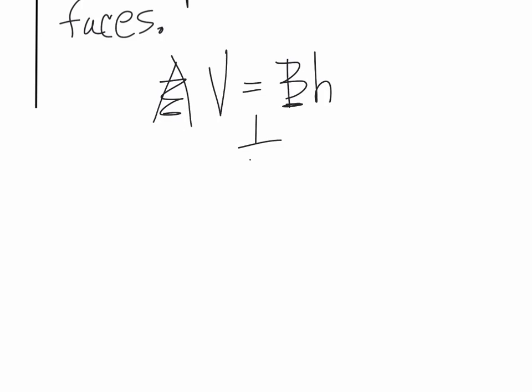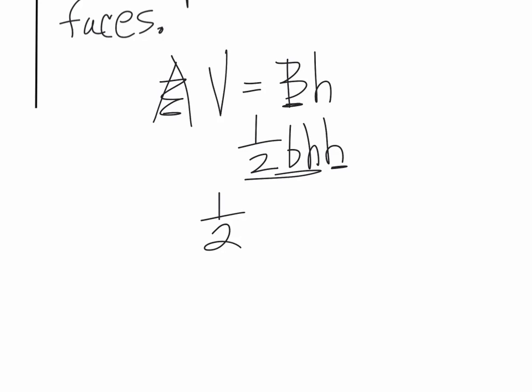So when we write the formula, V equal big BH. The base being the triangle, you have to use the formula for the area of the triangle, which is 1/2 BH, and then bring down the H. So the formula you will use is 1/2 BH times H.